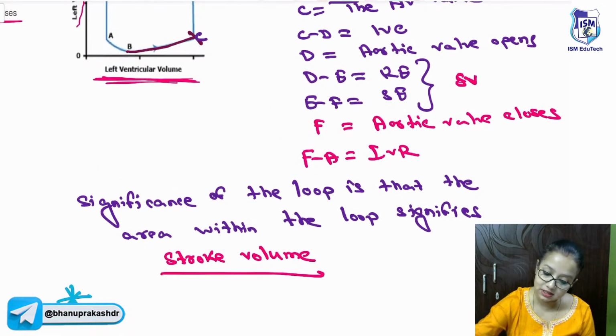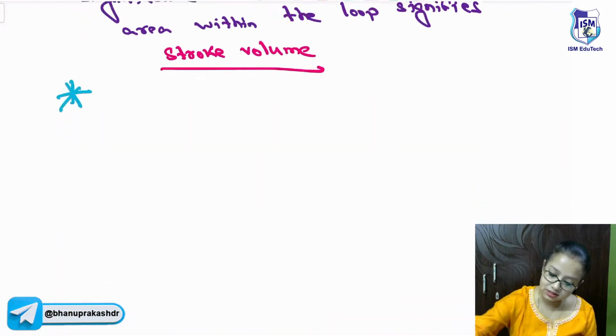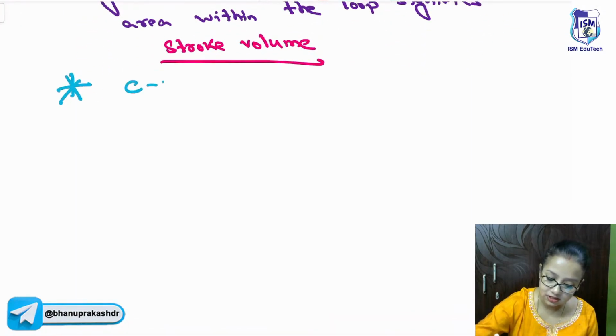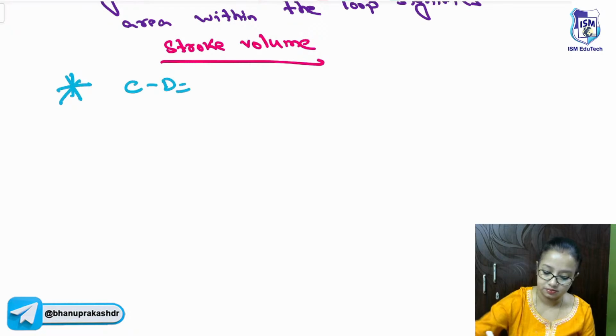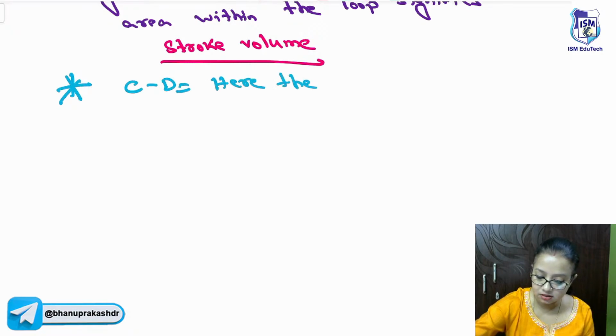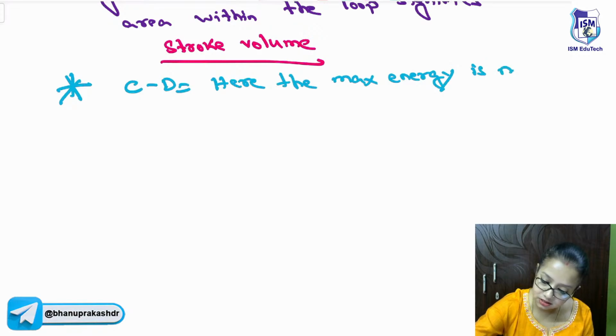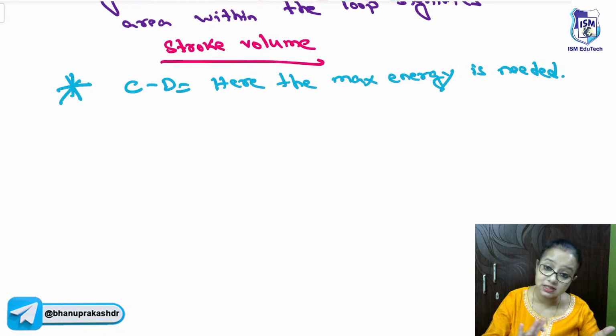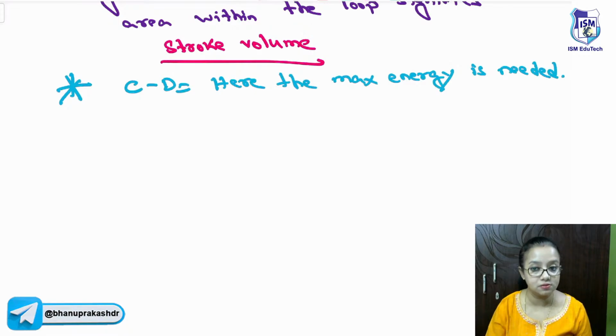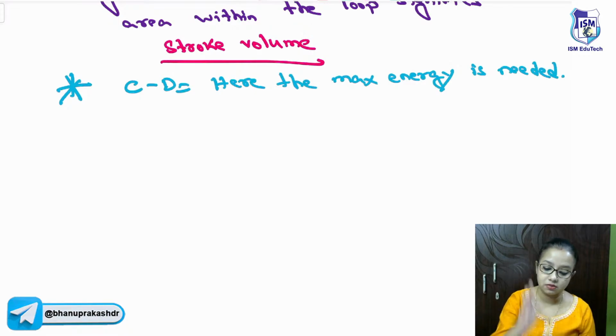Another point to remember is C to D. Here, the maximum energy is needed, because pressurizing for contraction actually consumes more energy than the ejection phase. This is what we understand from this graph.